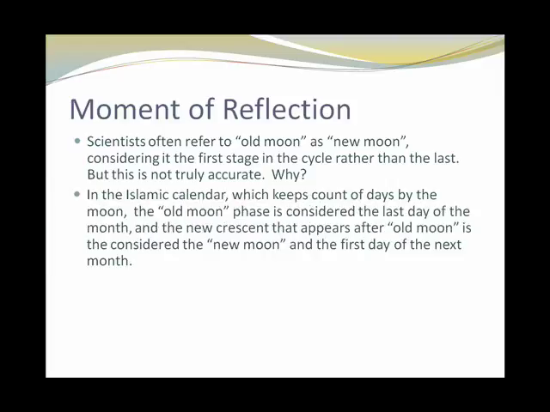Why? Because in the Islamic calendar, which keeps count of the days by the moon, the old moon phase is considered the last day of the month, and the new crescent that appears after the old moon is considered the new moon or the first day of the next month. It makes a lot more sense when you start a new month to start it by seeing a new thing. I mean, imagine if you considered the old moon the first day of the month. What if the sky was cloudy? You wouldn't know if it was there or not. Maybe the crescent was there and you just didn't see it. It makes a lot more sense to keep count by considering the first day of the month to be the appearance of the new crescent moon.